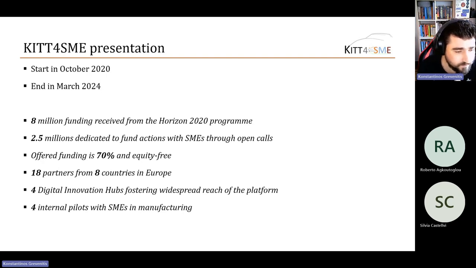Also, there was an offered funding. The offered funding is 70% and equity free. There are 80 partners from 8 countries in Europe, 4 digital innovation hubs fostering widespread reach of the platform, and 4 internal SME pilots, 4 manufacturing SME pilots in the project.